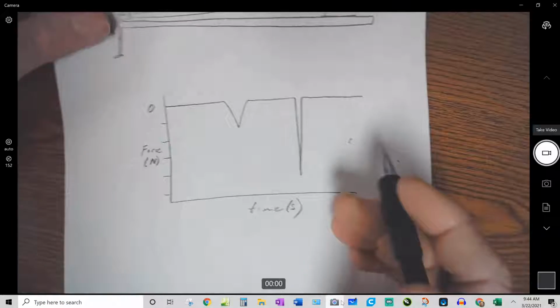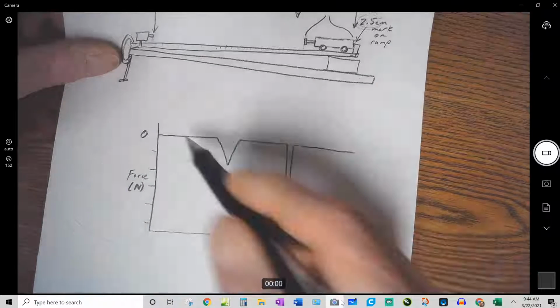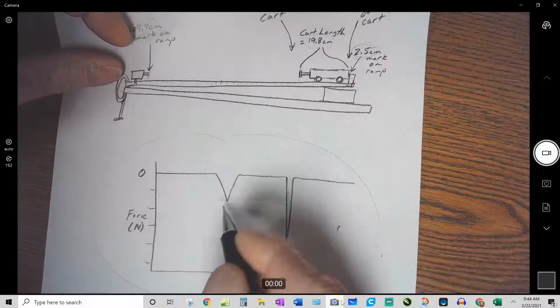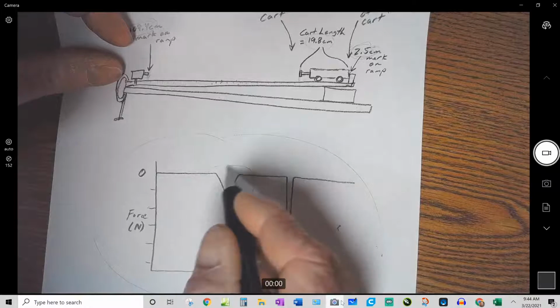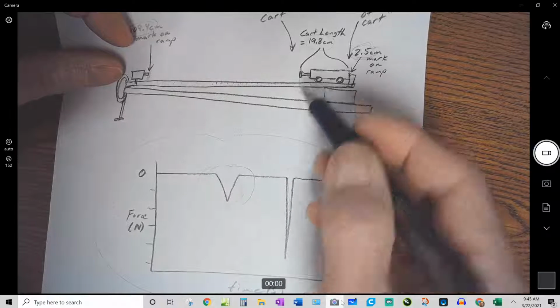Now, when the cart hits, I get a graph like this in Logger Pro. And from the graph, I can measure a couple of things. So this is one collision. This is a different kind of collision. This is what it looks like with the springy side.